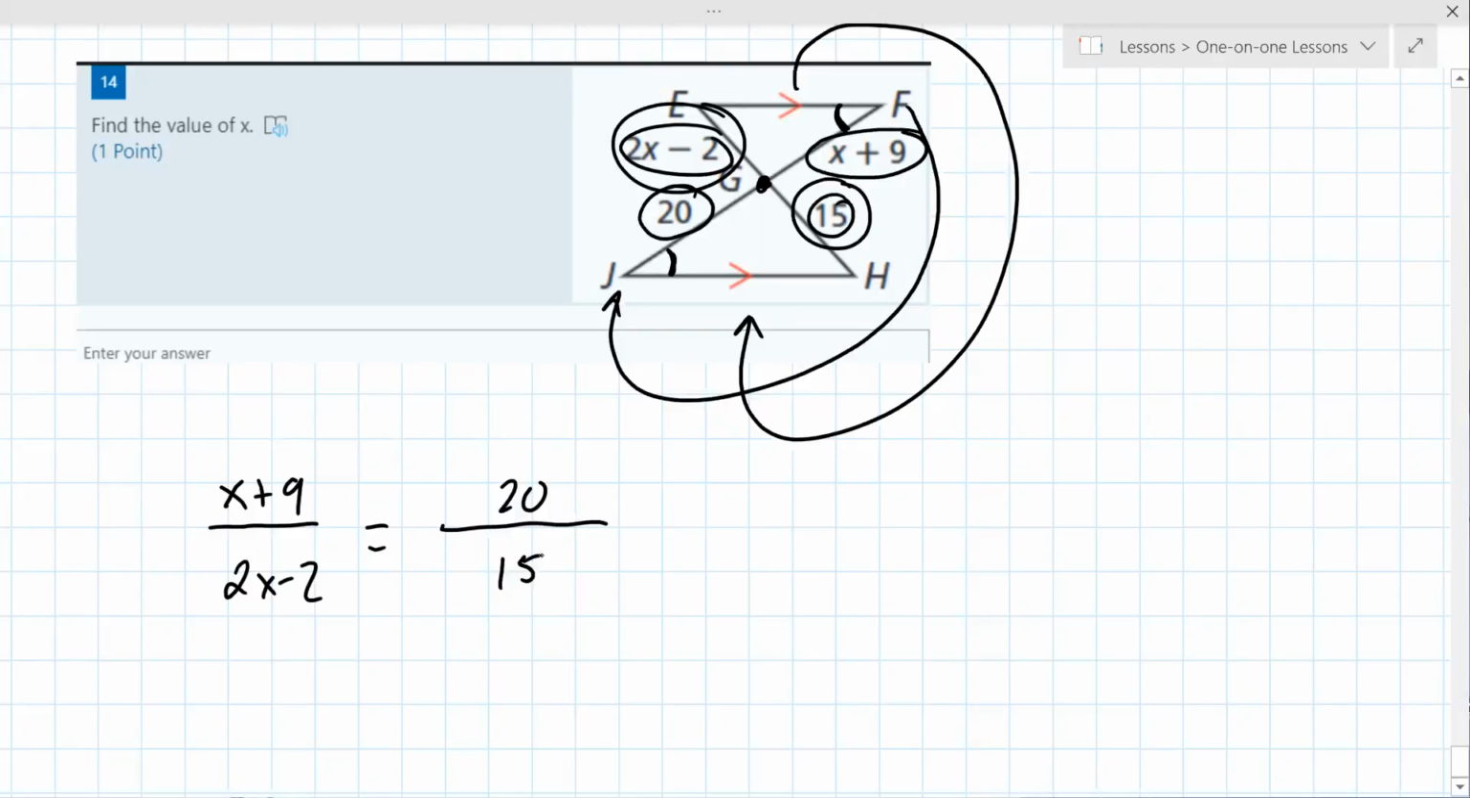It's easy to get them in the wrong position. And it still might solve, but you're solving the wrong thing.